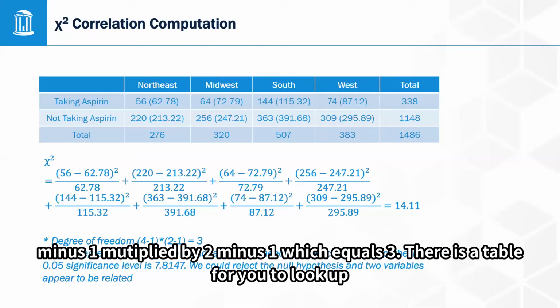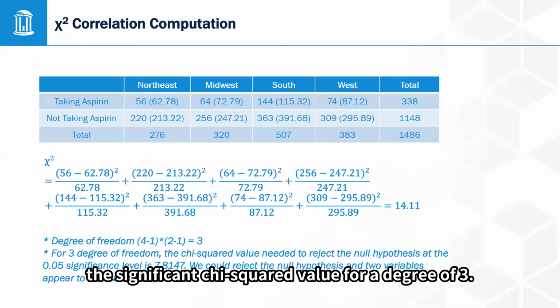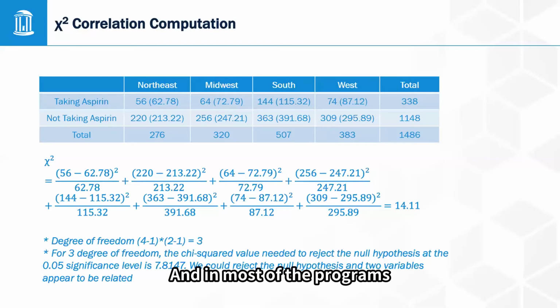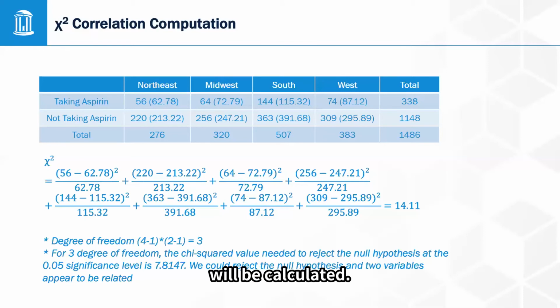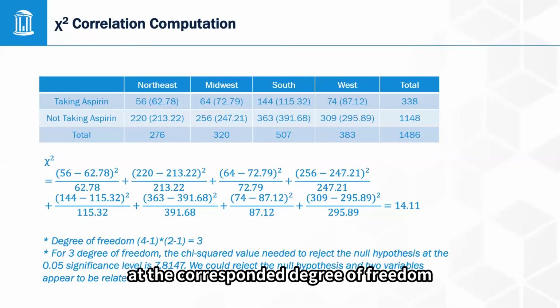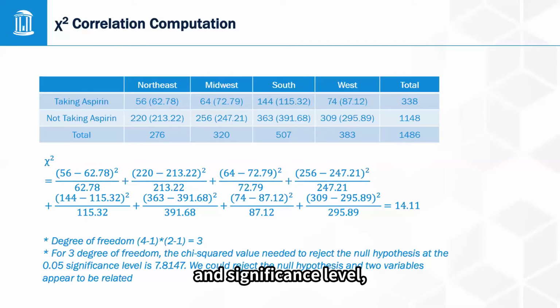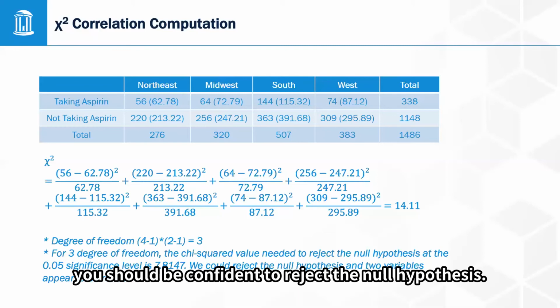There is a table for you to look up the significant chi-square value for a degree of freedom of 3. And in most programs, the value will be automatically looked up and the p-value will be calculated. As long as your value is larger than the reference value at the corresponding degree of freedom and significance level, you should be confident to reject the null hypothesis.